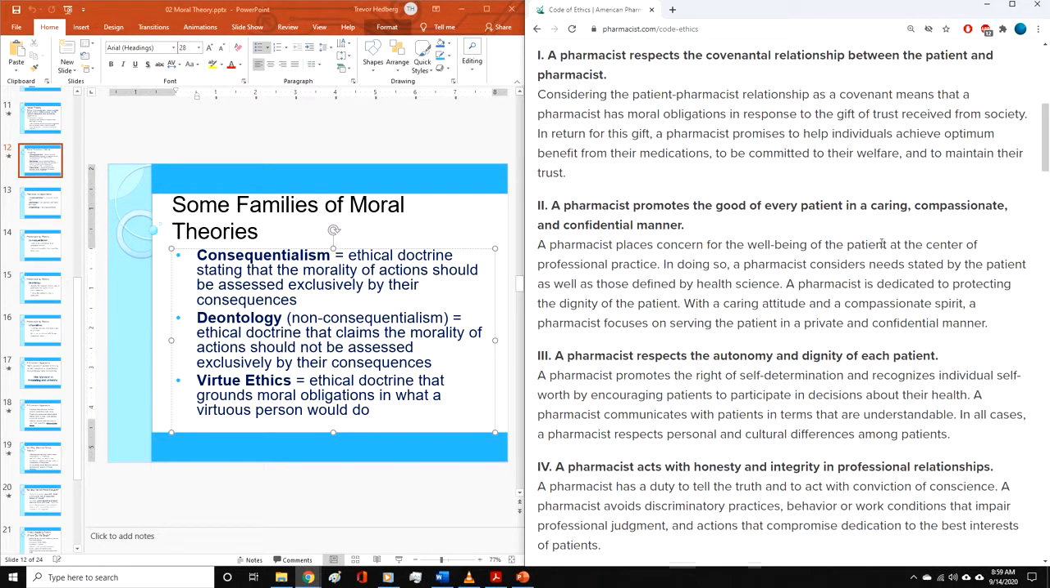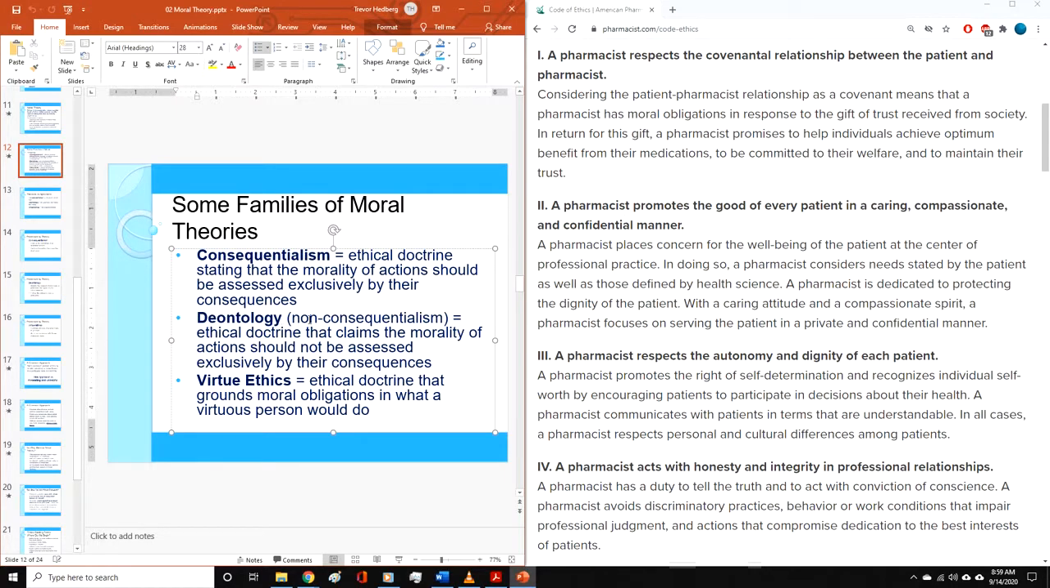You've got 1, 2, 3, and there's a paragraph explanation for each. Let's look at the language of a few of these. A pharmacist respects the covenantal relationship between the patient and the pharmacist. This is basically a professional obligation to honor the commitment between patient and pharmacist. It is a clear deontological principle, a principle of just basically keep your promises.